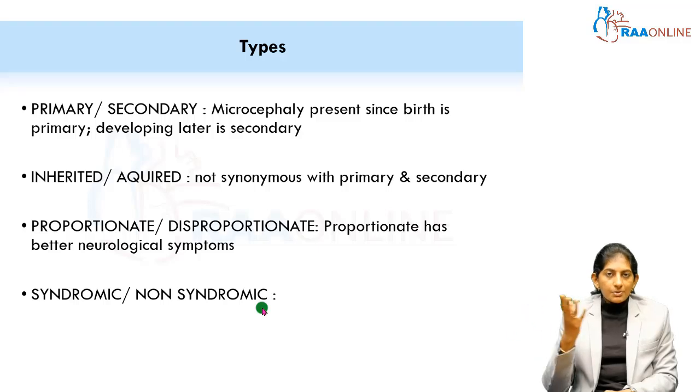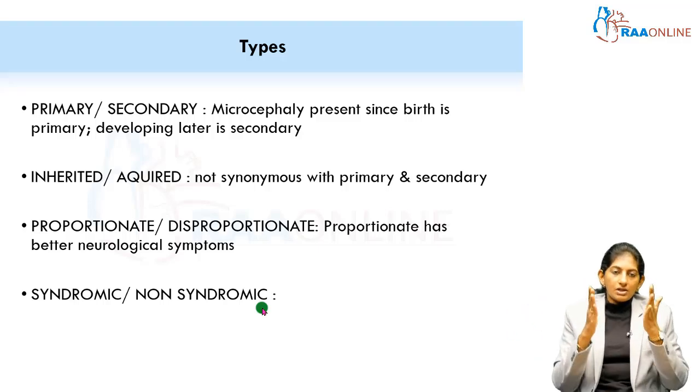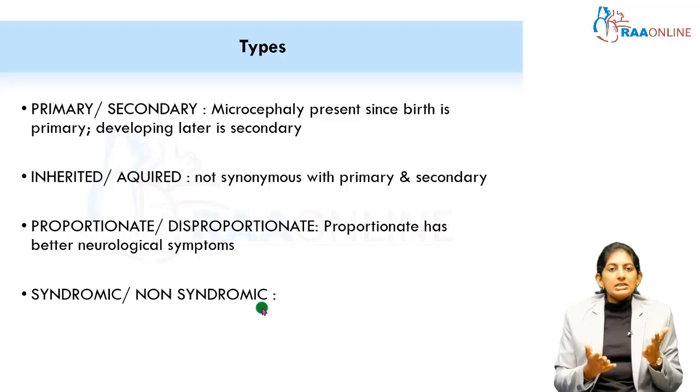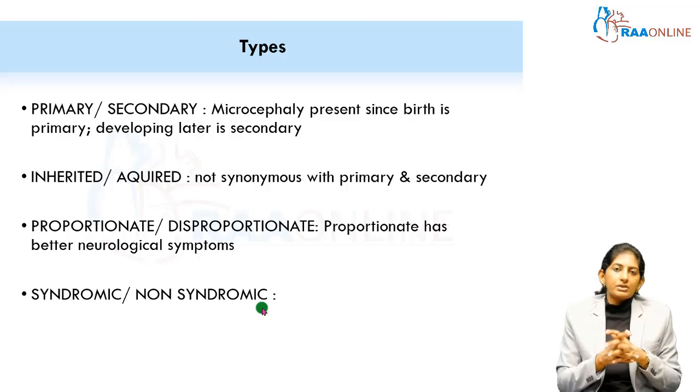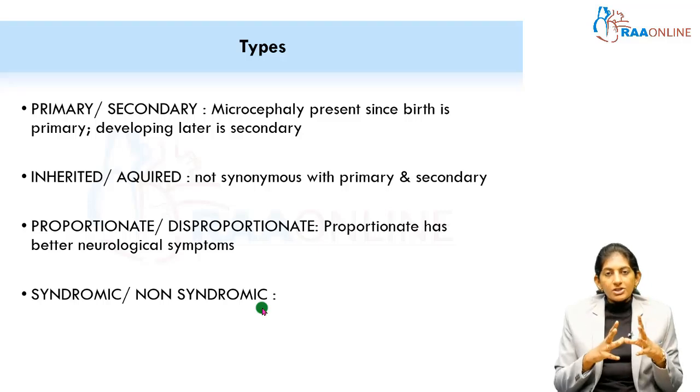Proportionate and disproportionate. Proportionate means not just the head size is smaller, but the growth is stunted. So the weight is less, the height is less, then it is called proportionate microcephaly. Proportionate microcephaly actually has better neurological outcomes.